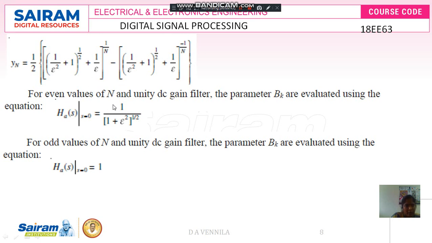If the order of the filter is even, then HA of S at S tends to 0 is equal to 1 divided by square root of 1 plus epsilon square. So this is very important. These are the formulas we are going to use to design the filters. Thank you.